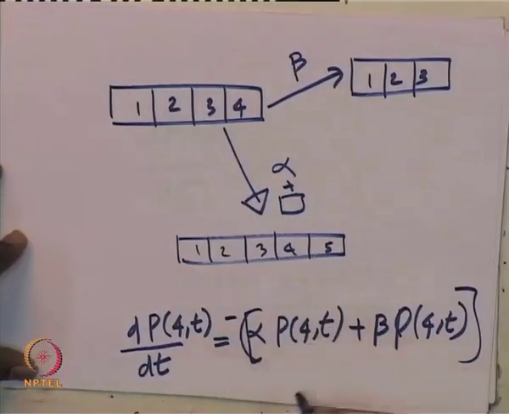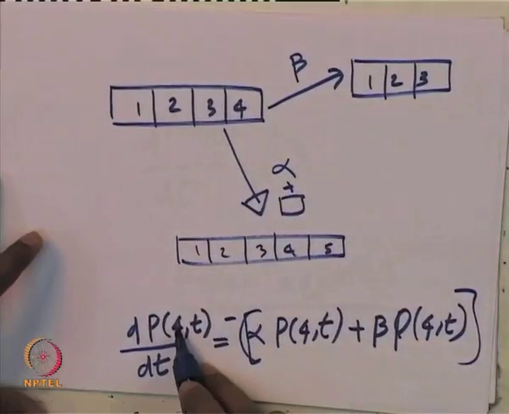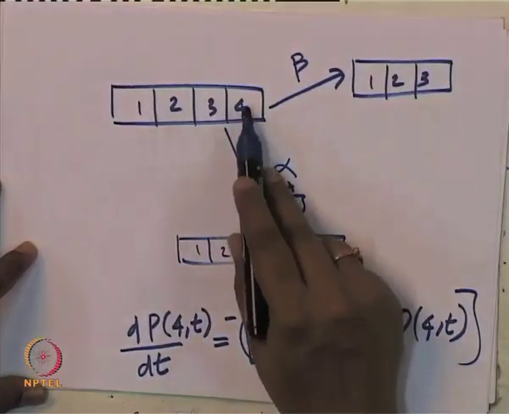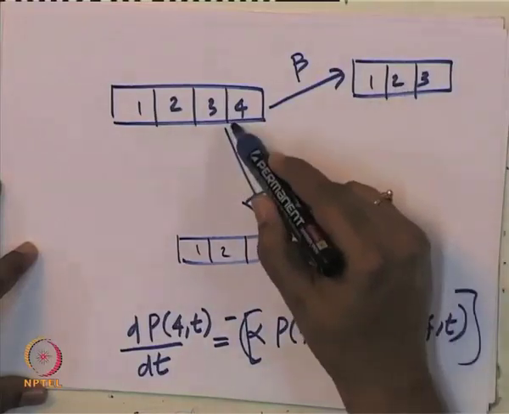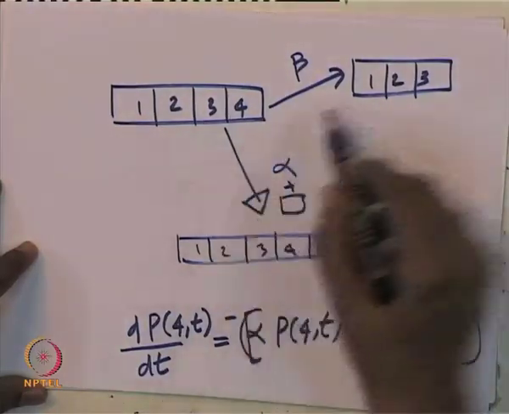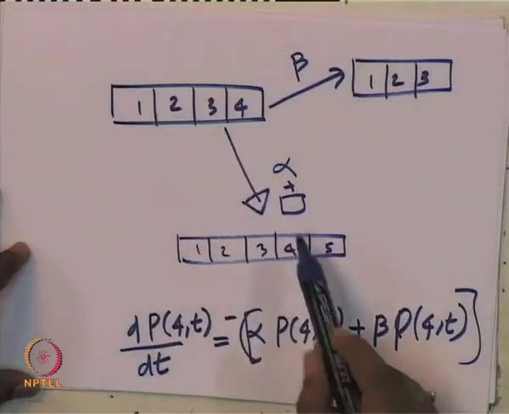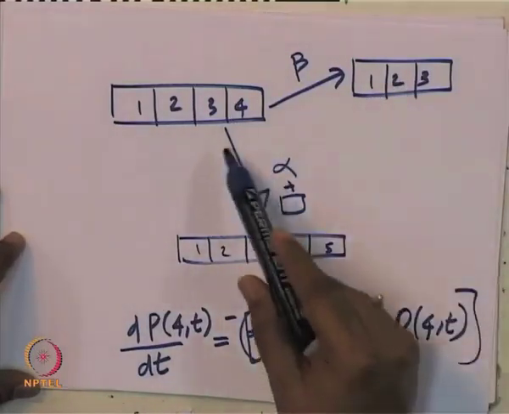So, in both the cases we discussed here, the p4, the probability to find 4, decreases, because here it goes from 4 to 3, and here it goes from 4 to 5. So, in both these examples, the p4 decreases: if it polymerizes, the p4 decreases, and if it depolymerizes, the p4 decreases.